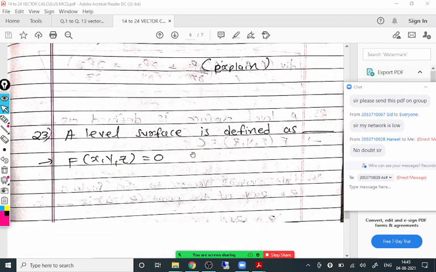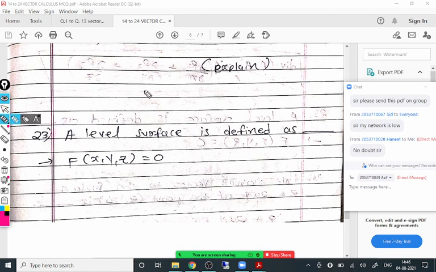Okay, the level surface is f of xyz equal to 0 or f of xyz equal to constant, I think. Anyone have the idea about this level surface? F of xyz equal to not only 0, f of xyz equal to constant, that can be the level surface. Because what is a level surface? It is a little bit out of the box, but you can just Google it and find it. If we change the value of the constant, we get a different level surface.